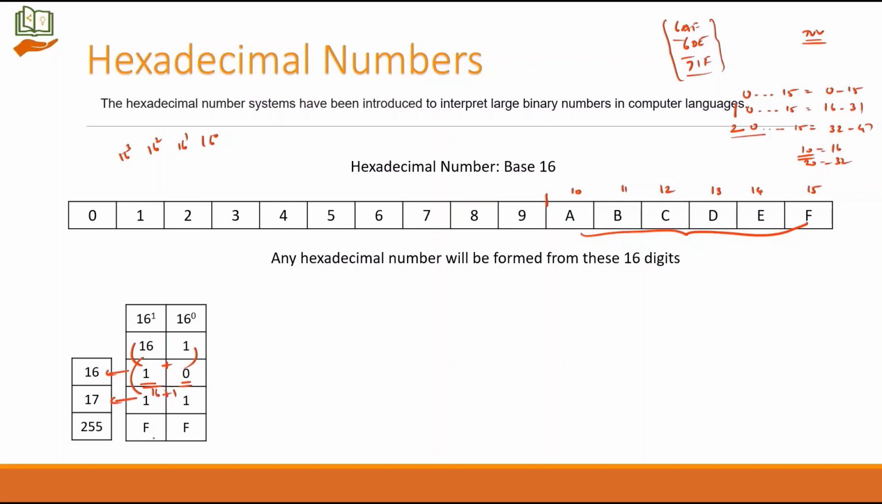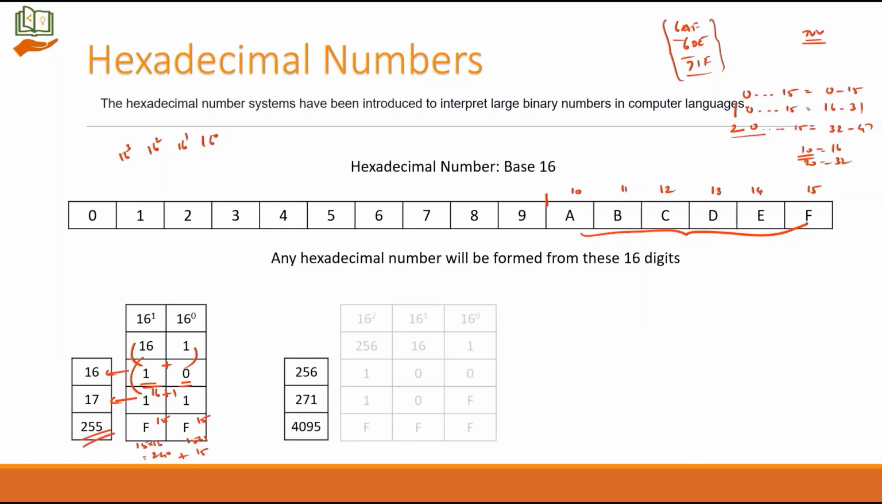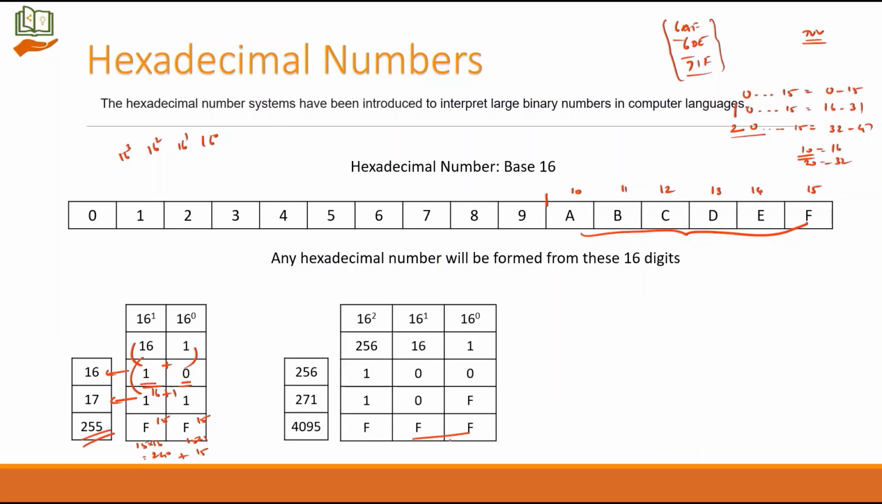Now they have given us FF. What is F? F is 15. So 15 into 16 is 240 and 15 into 1 will be 15 here. 240 plus 15 will give 255. Now we'll move on to 3 digits. We know this is 255 and this is 15 into 256. So you have to add them together, you will get 4095.